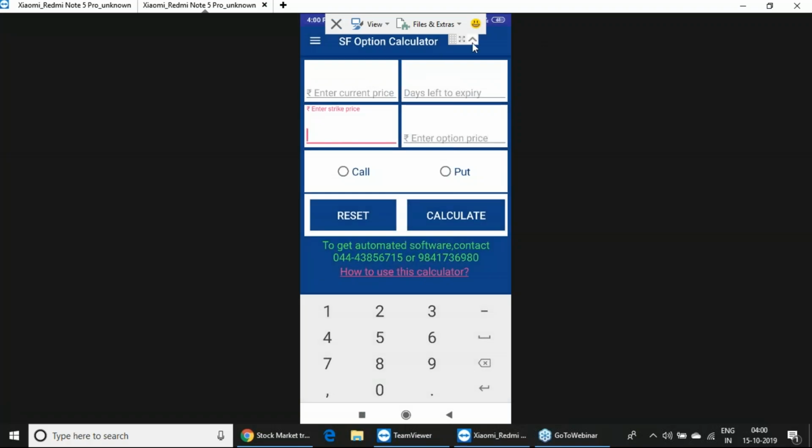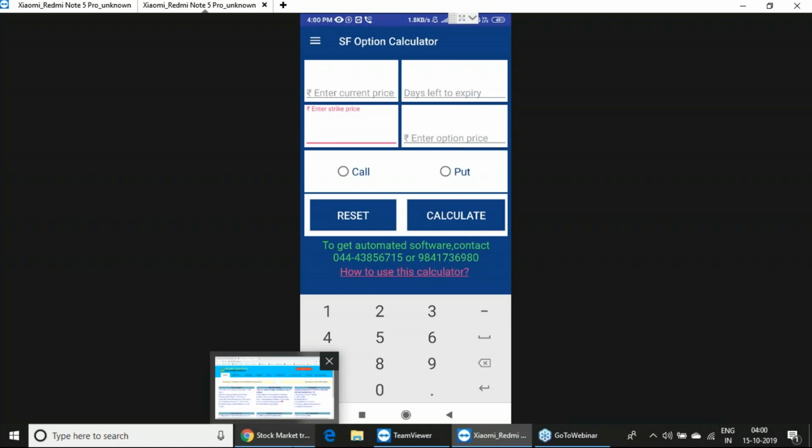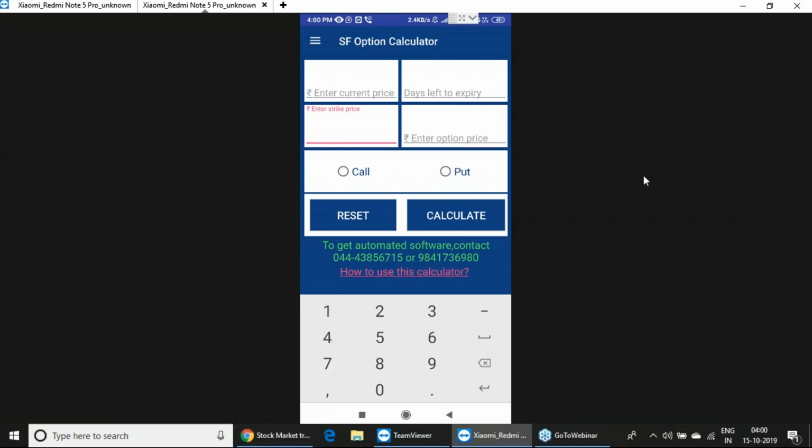In this presentation, I will be explaining how you will use our option Android app, specifically the intraday option Android app. I will request all of you to view this video till the end so that you can understand the utility of this tool. This is a free tool and you can utilize this option calculator for your intraday purpose.